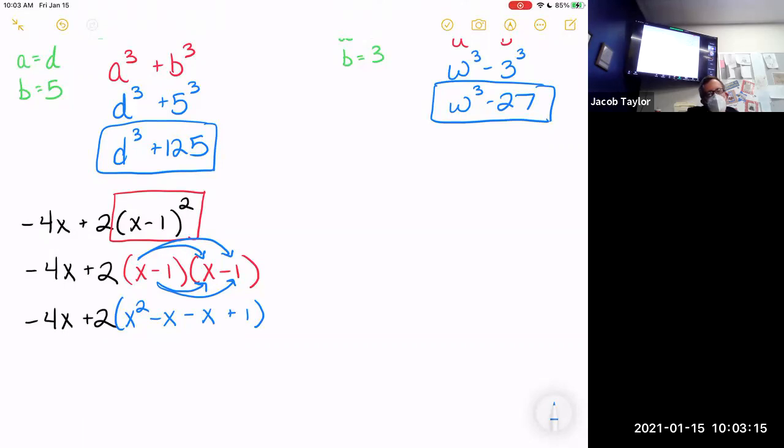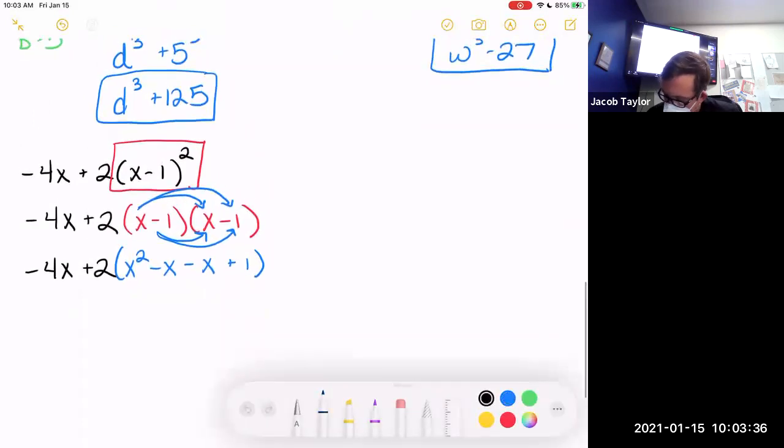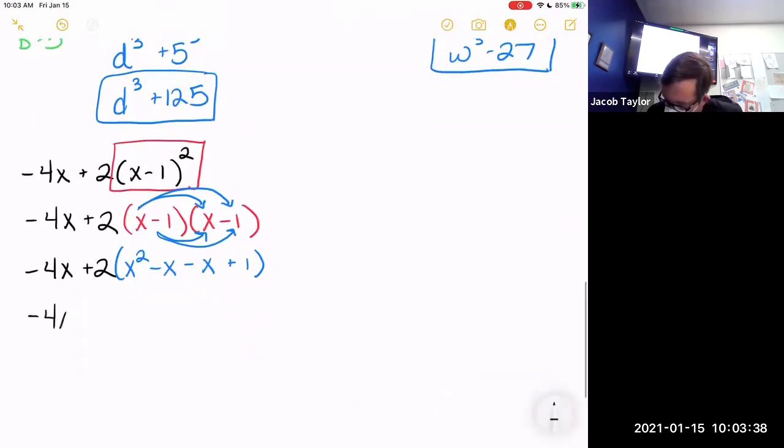Is that it? I don't know. Is there anything else I can do? No, wait. We also do distributive with the 2 outside. Yeah, let's distribute the 2. What a great idea. You are so smart. Your math teacher must be ridiculously handsome.